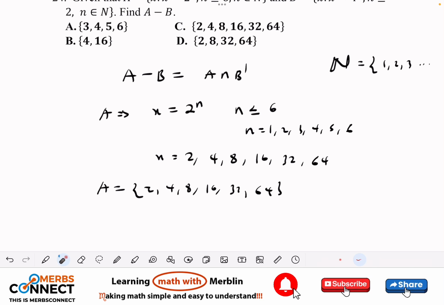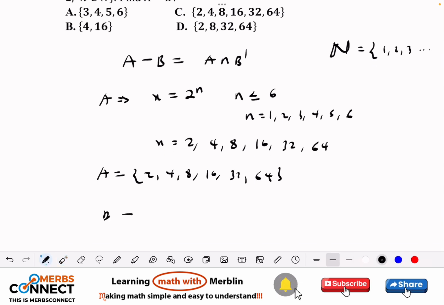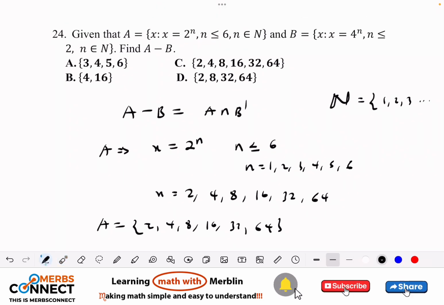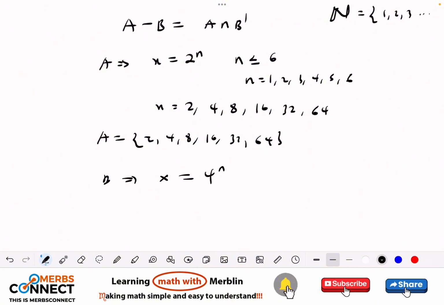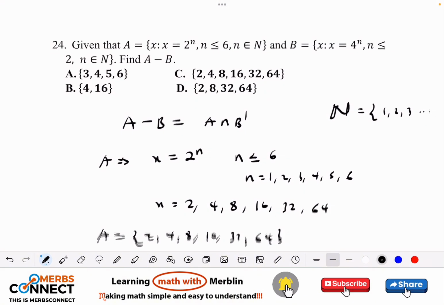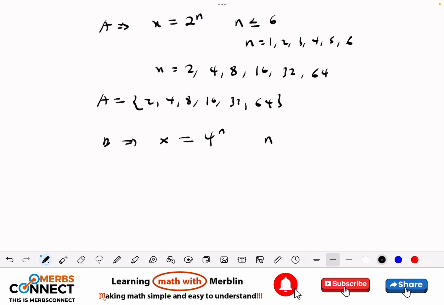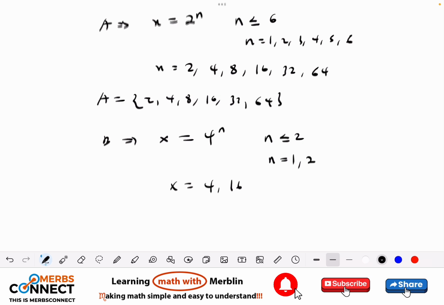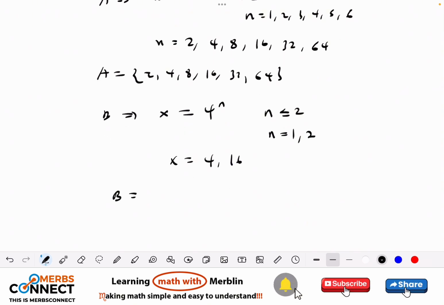Let's look at B. B implies that x should be equal to 4 to the power n, and n should be less than or equal to 2. So it means that n should be 1 and 2. Right. So what will be x? When I plug in 1, I'll have 4, and when I plug in 2, I'll get 16. So my B will be equal to 4 and 16.